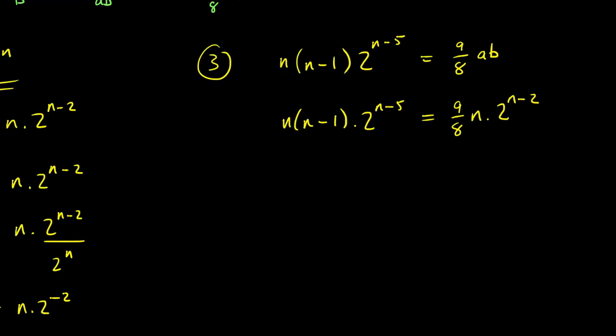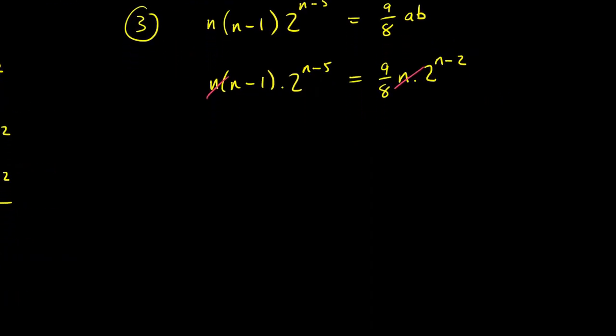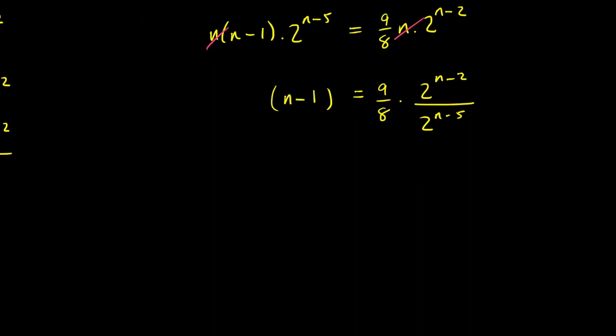Okay, let's cancel off. I can divide through by n. So n is gone, n is gone. And I think I will also divide through by 2^(n−5). So let me just shift across a little bit. I'm going to get n − 1 is equal to 9/8 times 2^(n−2) divided by 2^(n−5). And again, I'm going to use the subtraction rule. So I'm going to be subtracting these indices.